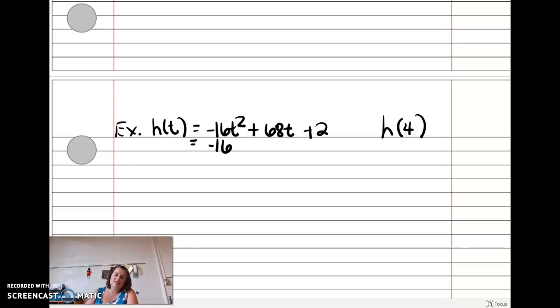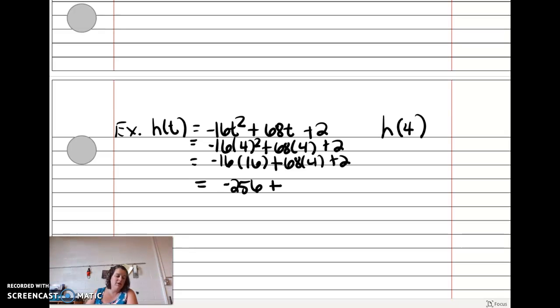So I'm going to take my -16 times 4 squared, plus 68 times 4 plus 2. So -16 times 16 plus 68 times 4 plus 2. So we have -256 plus 272 plus 2. So I end up getting 18 in the end.